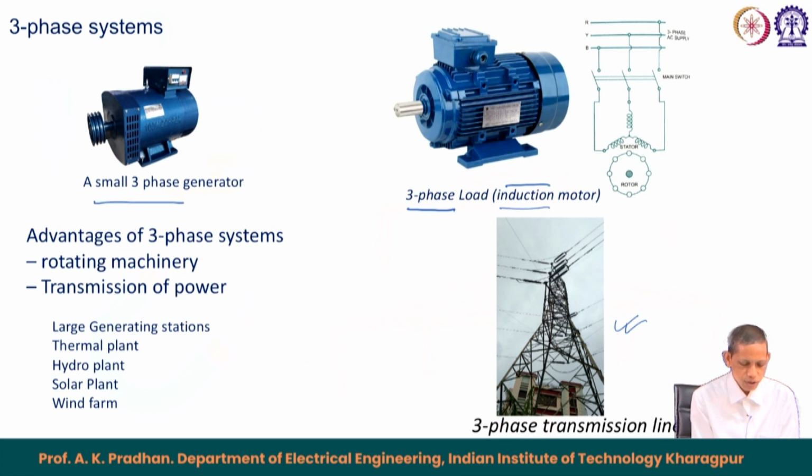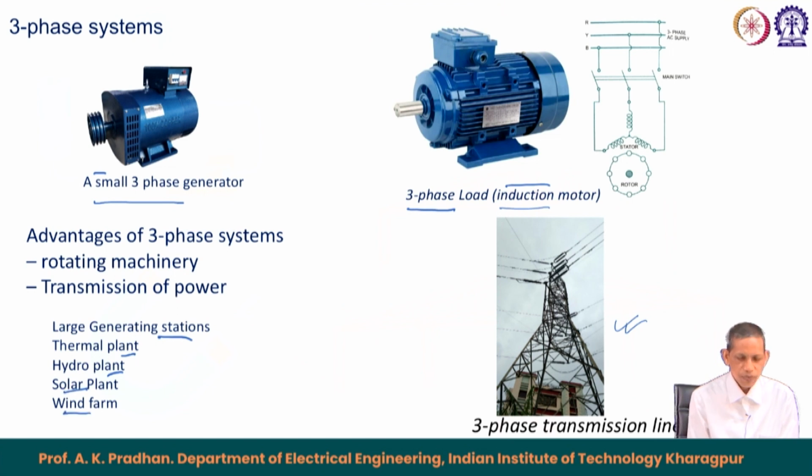At generating stations, we have 3 phase generators. Small generators we also see connected to residential buildings like a hospital for emergency power supply and so on. But at large generating stations, thermal plant, hydro plant, we have hundreds of megawatts of big 3 phase generators. They produce 3 phase power voltage.